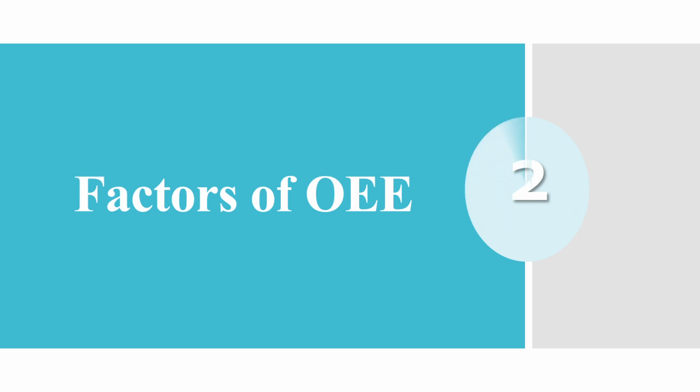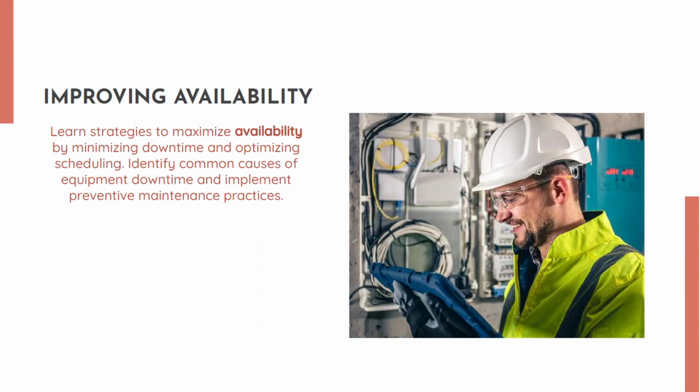Now we are going to understand the important factors of OEE. As I already mentioned, the 3 factors are quality, availability, and performance. We will study these step by step. The first factor is availability: availability of resources, machines, and manpower. Whatever the availability aspect in your organization, you must try to improve it and go for 100% availability. Learn strategies to maximize availability by minimizing downtime and optimizing scheduling. We have to go for 100% utilization.